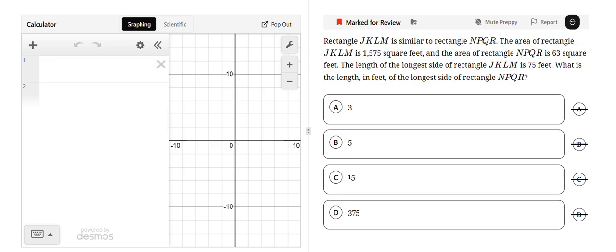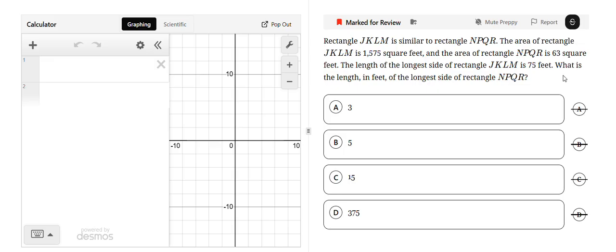So, rectangle JKLM is similar to rectangle NPQR. The area of rectangle JKLM is 1575 square feet, and the area of rectangle NPQR is 63 square feet. The length of the longest side of rectangle JKLM is 75 feet. So what is the length, in feet, of the longest side of rectangle NPQR?